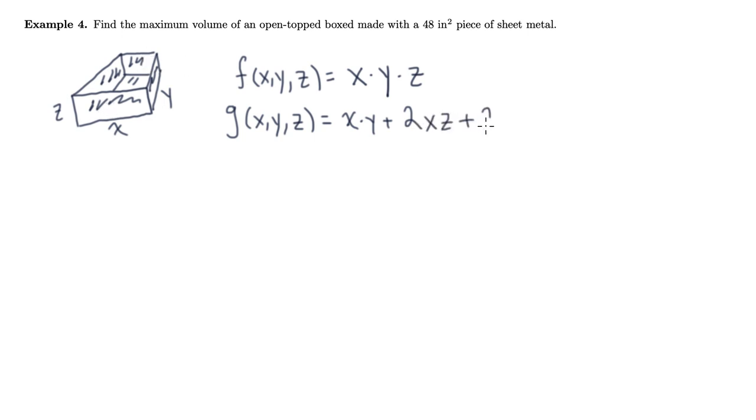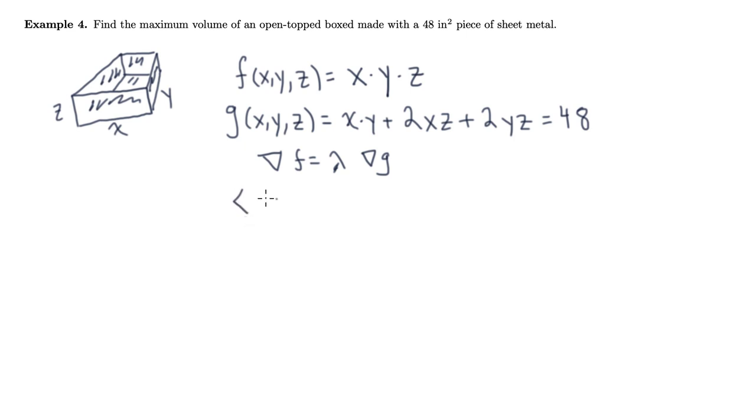And then I have two sides that have area yz, this right side and the left side, like that. So I want this constraint to be 48. So let's set up our Lagrange multiplier equation. The gradient of f should be lambda times the gradient of g.